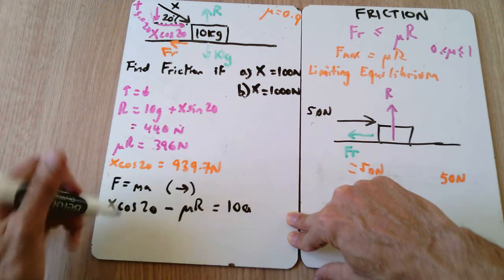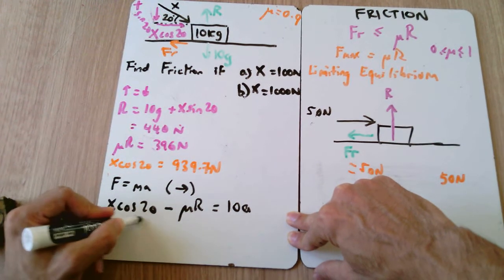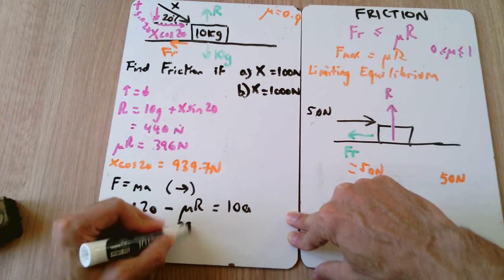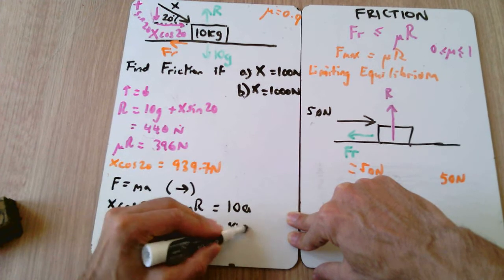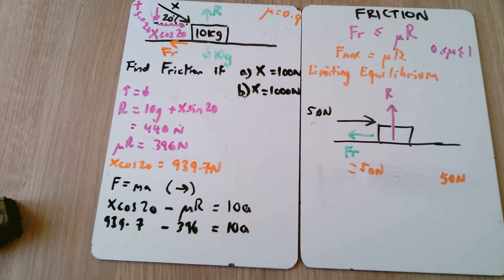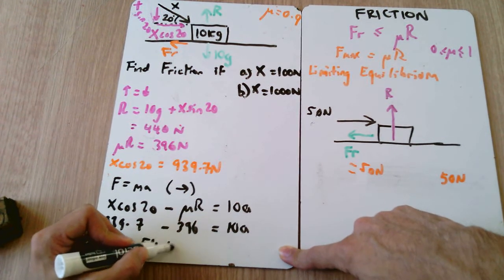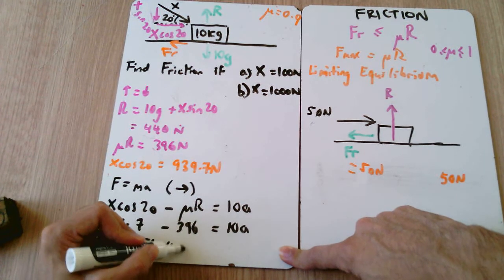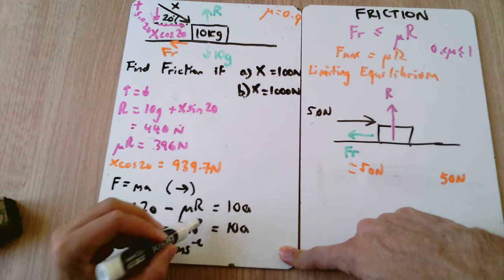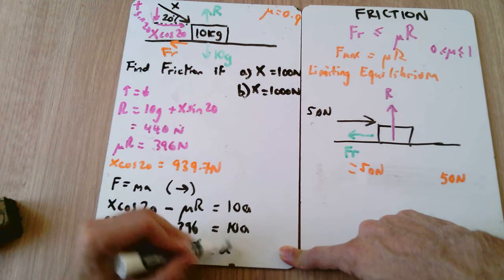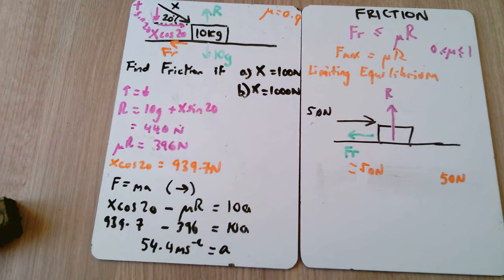X cos 20 is 939.7 minus 396 is equal to 10 A, and therefore if I work that out, we end up with a value for our acceleration equal to 54.4 meters per second squared, a very high acceleration, meaning that force is a very, very large force in overcoming our frictional force. So 54.4 meters per second squared.